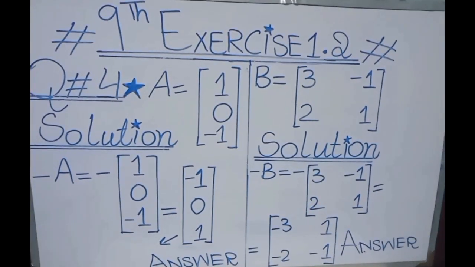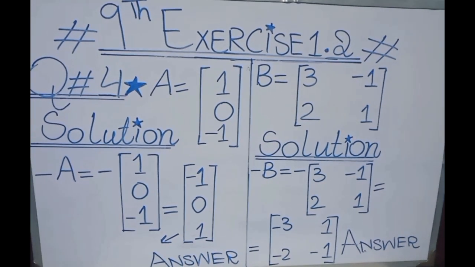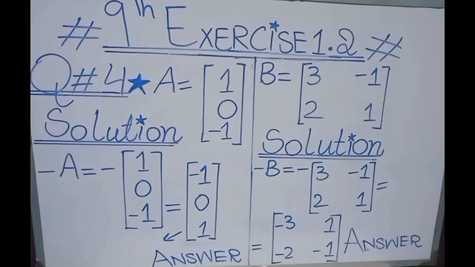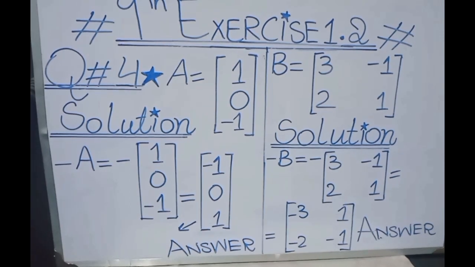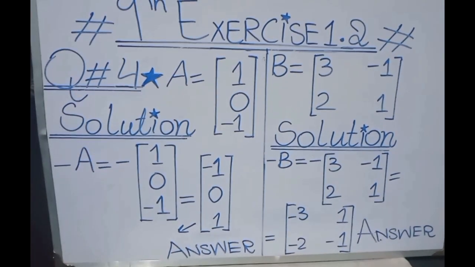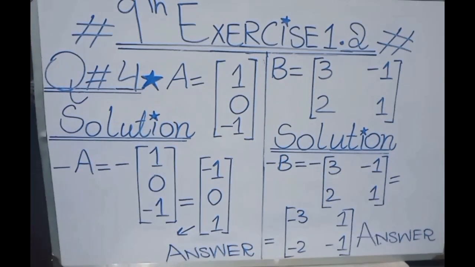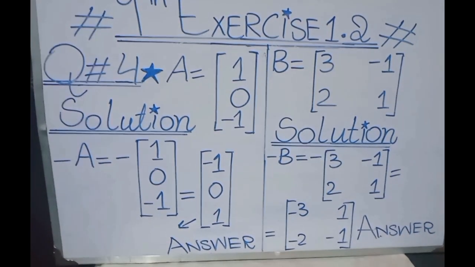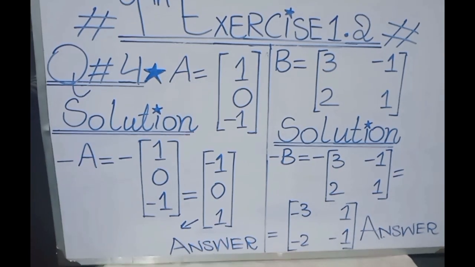And now we will solve part B, which is positive 3, negative 1, positive 2 and positive 1. For solving this question, we will again multiply the negative sign with all the entries of the matrix, and the answer will become minus 3, positive 1, minus 2 and minus 1.